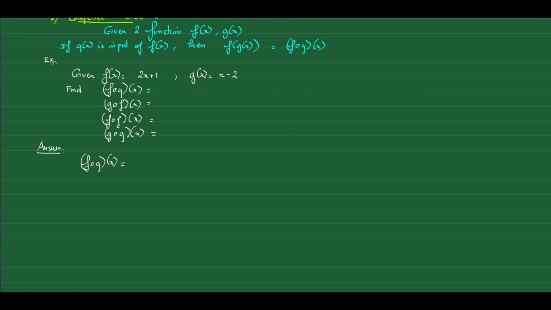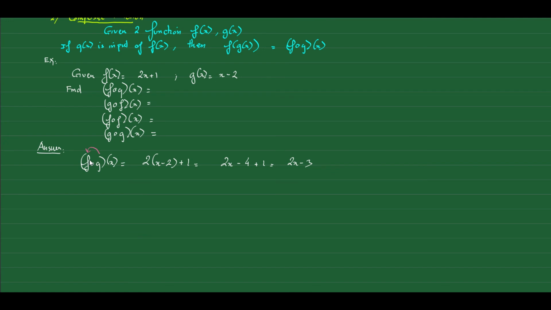You always go backward like this. So g goes into f, and you will have 2, yeah, 2 is still there. You throw the x away and replace it with g, which is x minus 2, plus 1. So you have 2x minus 4 plus 1, which is 2x minus 3.